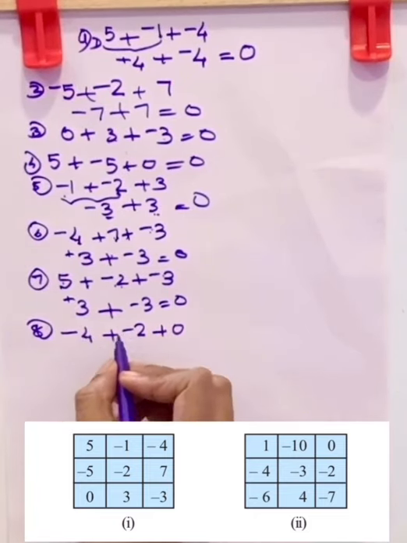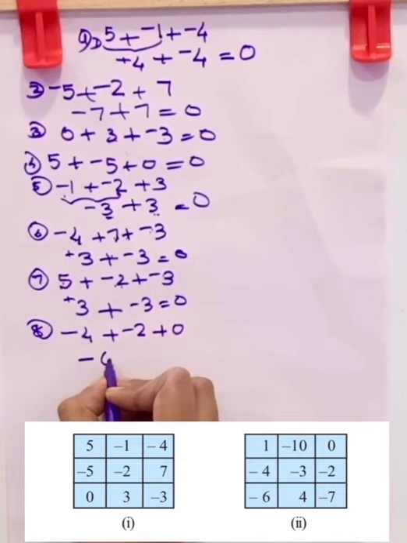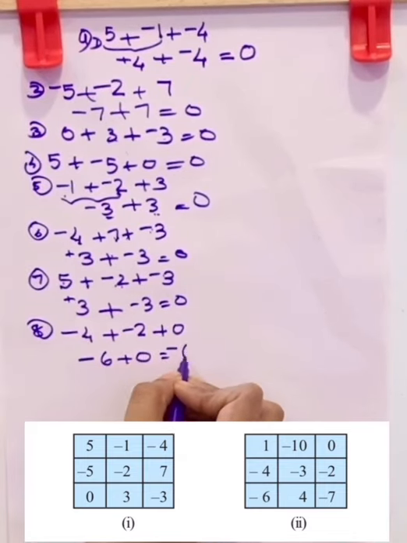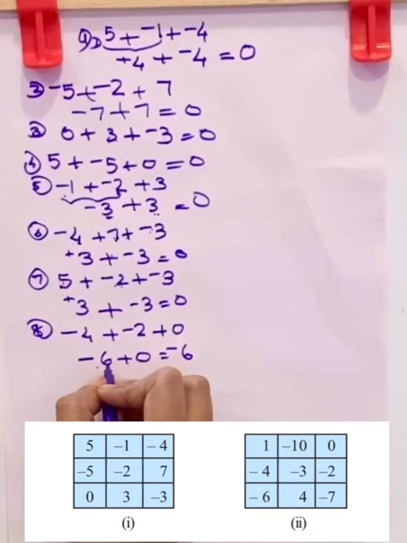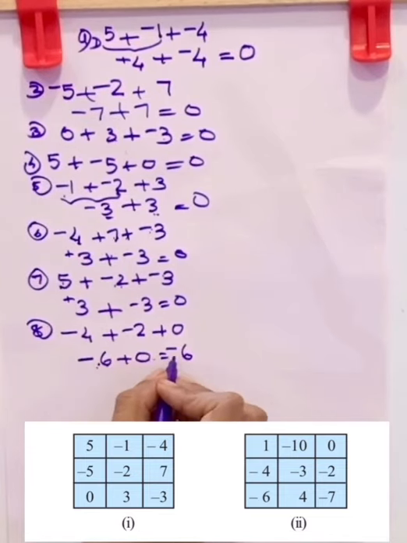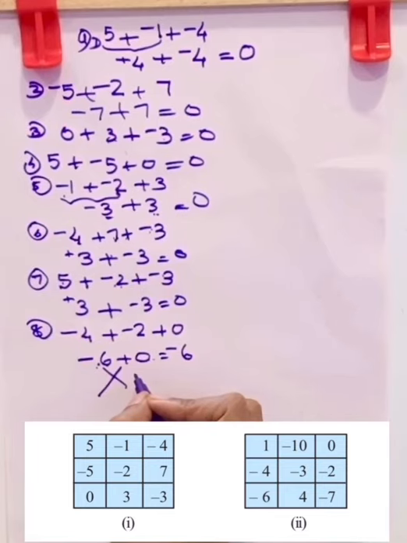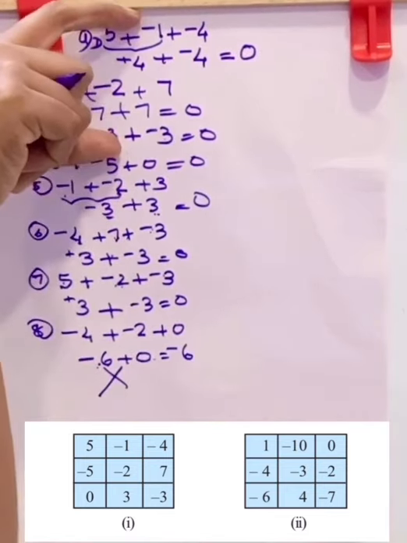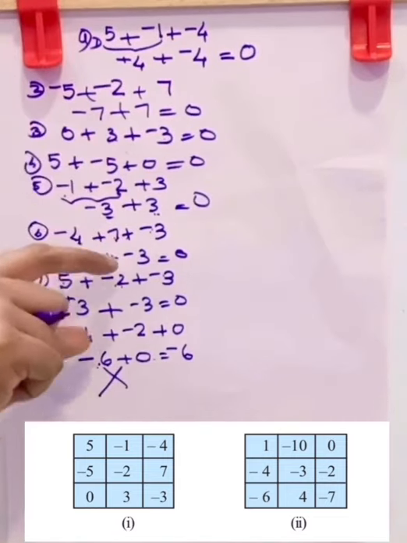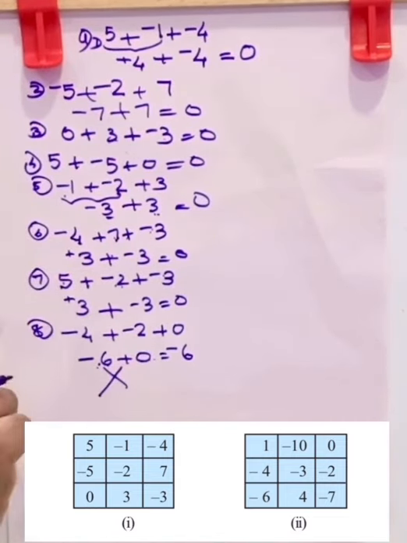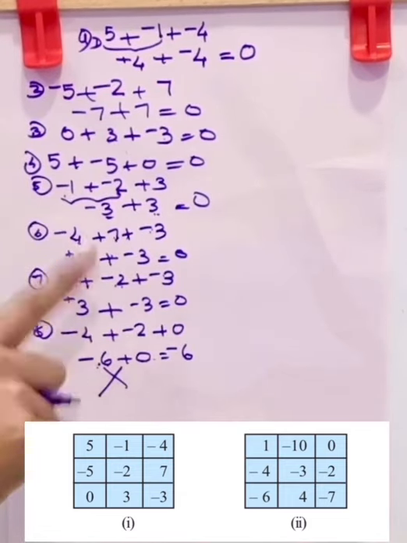Minus 4 plus minus 2, the answer is minus 6 plus 0 is equal to minus 6. Any number added to 0 will be that number itself. So minus 6 plus 0 is minus 6. Now this is not a magic square because in the question it was given that these three were rows, these three were columns, and these two are diagonals. All should have the same sum, but here we got a different sum, so this is not a magic square.